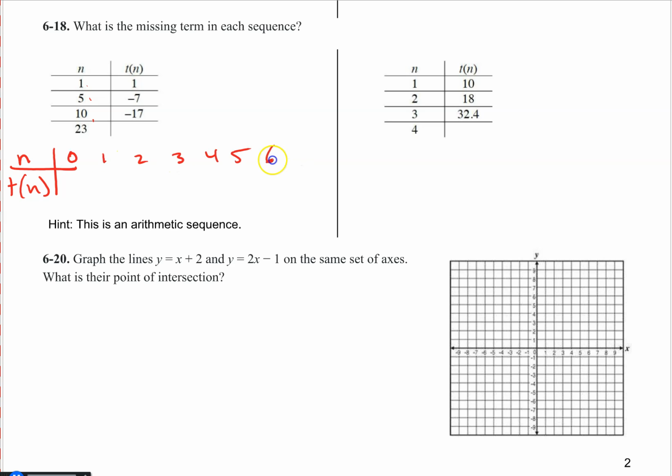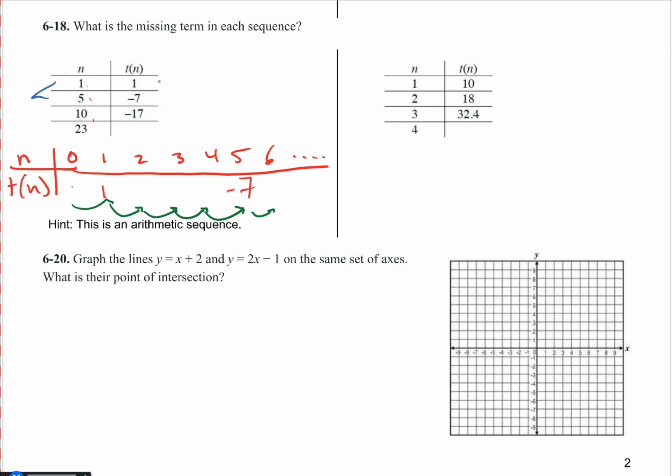So let's pretend they didn't skip, and let's write out every entry in the table. We don't know the 0 term, but we know the first term is 1, and we know the 5th term is negative 7. So clearly it's decreasing, because it's positive 1 and then down here it becomes negative 7. But what number do I subtract each time? Well, if you said 2, that's a good guess, but let's be 100% precise.